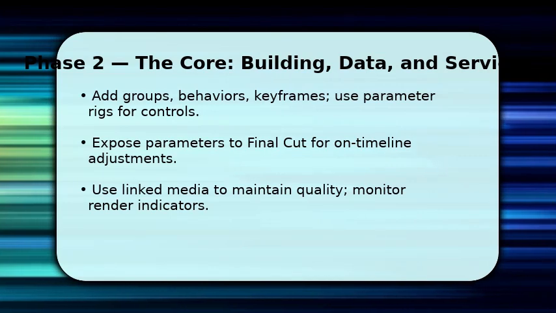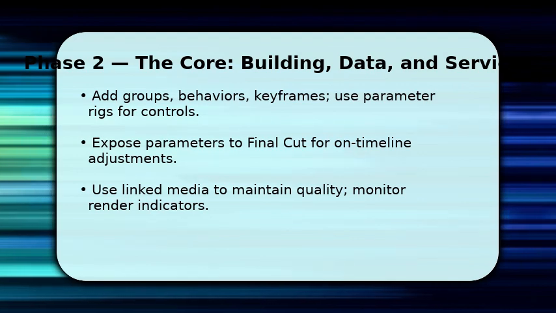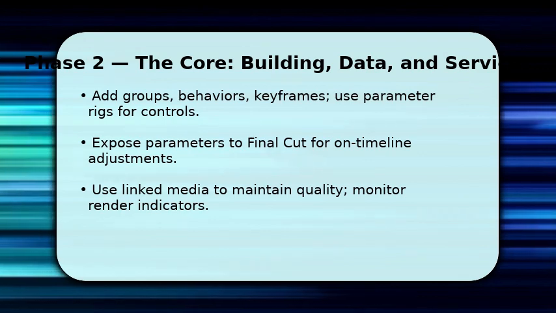Create groups for each element, then add behaviors or keyframes to animate position, scale, and opacity. Use parameter rigs to expose useful controls, like color, duration, or size, so editors can tweak without opening Motion. Make sure to publish only essential parameters to Final Cut. This keeps the inspector tidy.